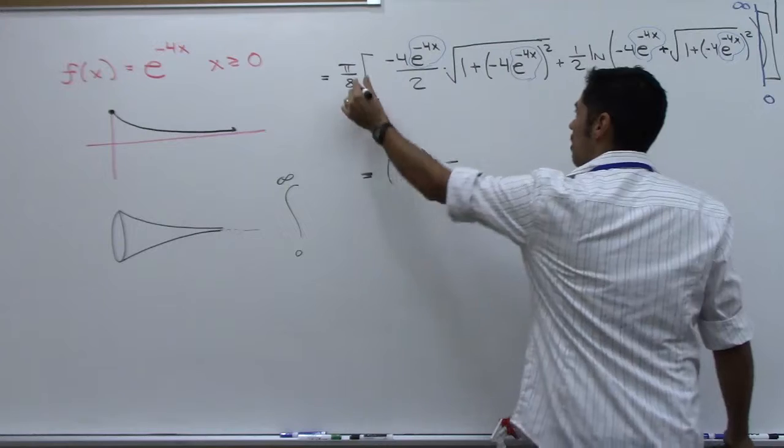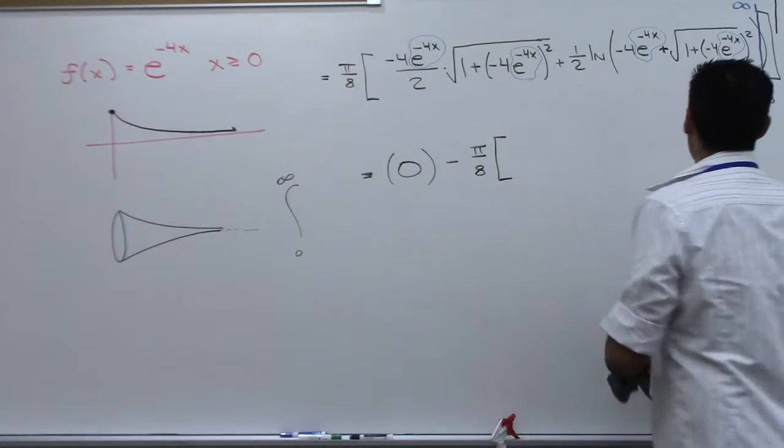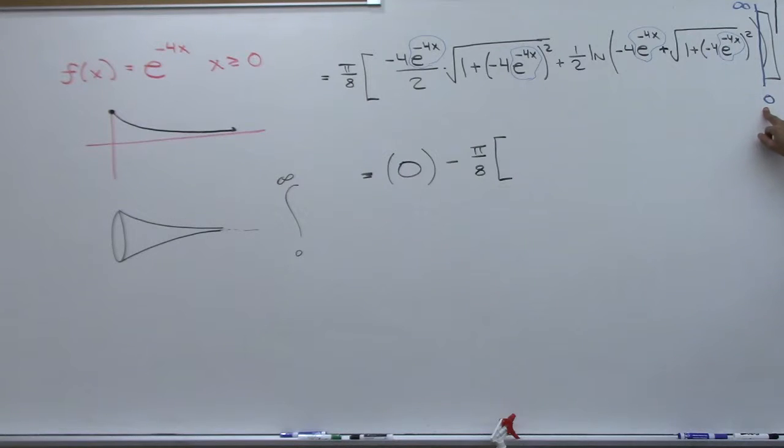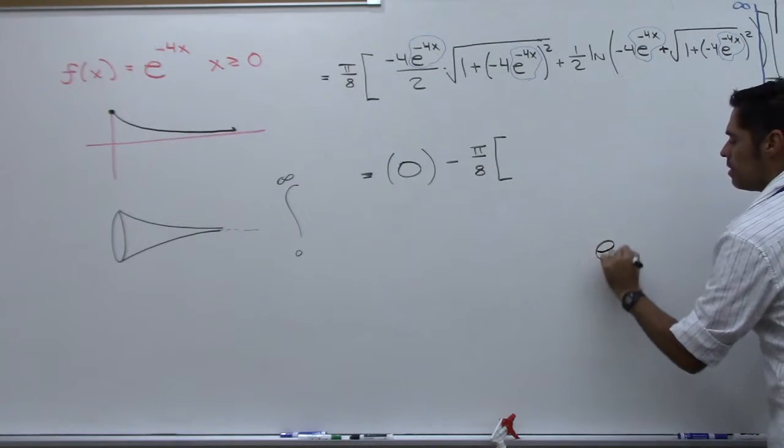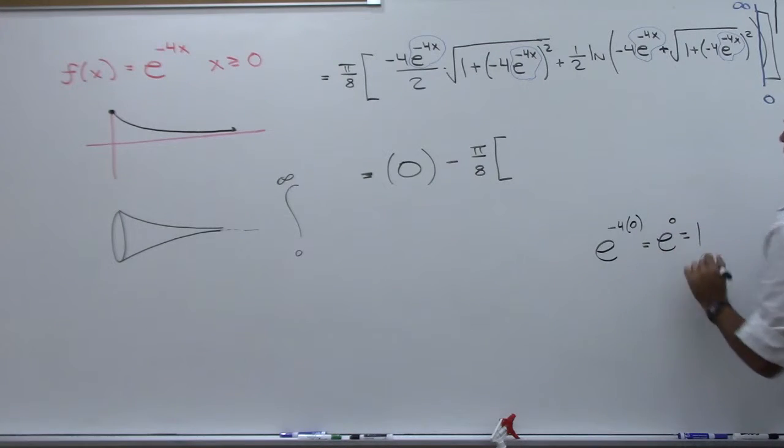minus, now I'm going to have my pi over 8. Now let's plug in 0 for x. So e to the negative 4 times 0 is e to the 0, which is 1. So that means all those blue pieces are going to turn into 1s. So let's see what we get.